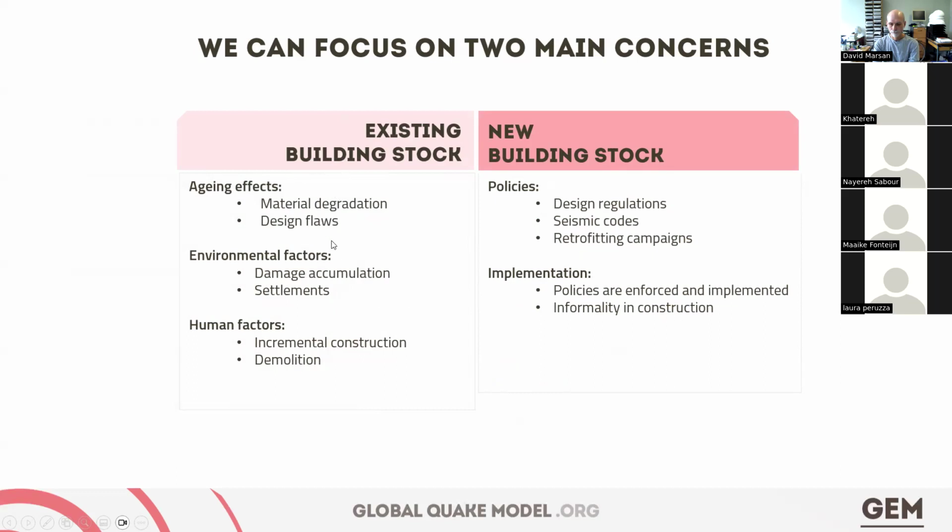And this is on the existing building stock. What about the new buildings that we're going to build, let's say? There are two main factors that can influence that: the policies that we have, for example, design regulations, if there are seismic codes in place or not, if governments are willing to retrofit already vulnerable construction. And in implementation, basically, we're going to take a look at whether having a seismic code is enough. Sometimes we have a seismic code, but people don't follow it due to construction informality. So these are the kind of factors that we can take a look at.